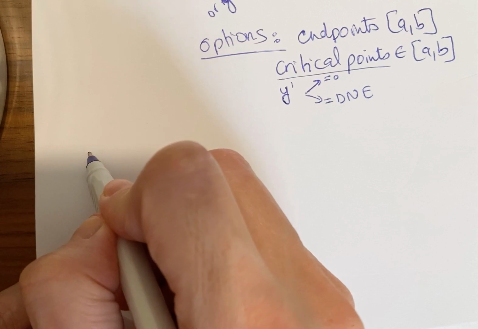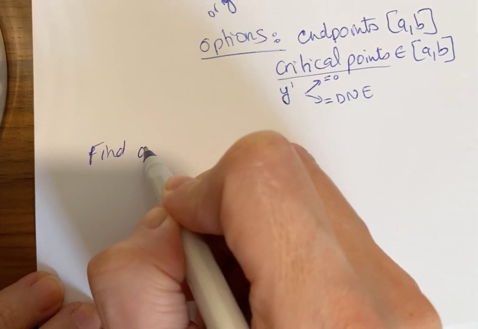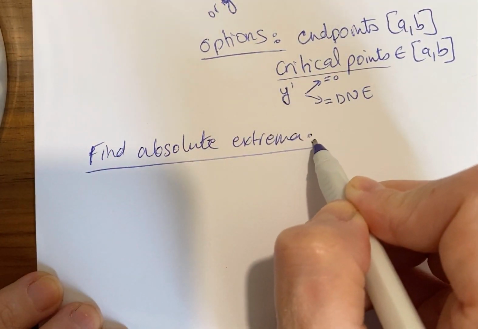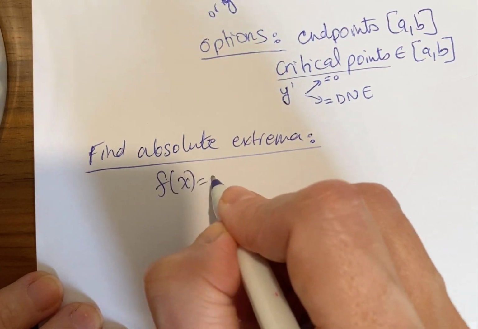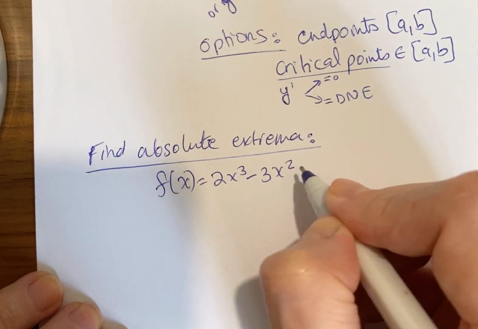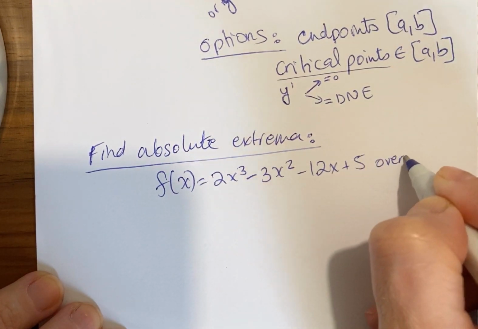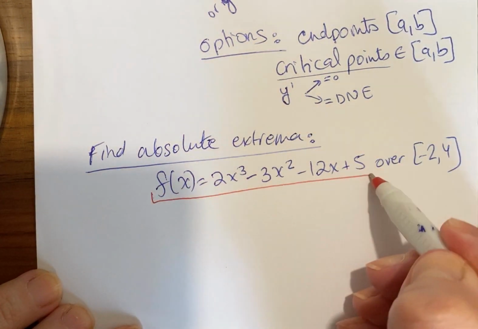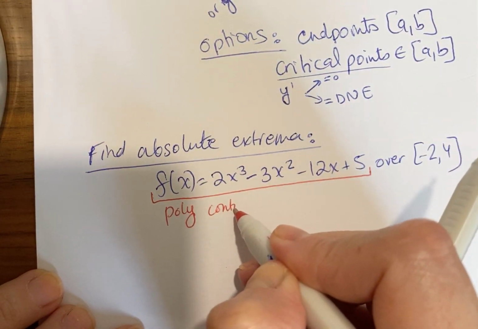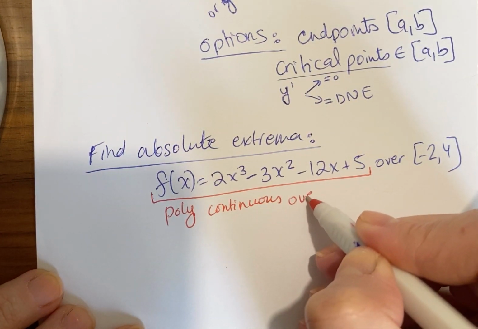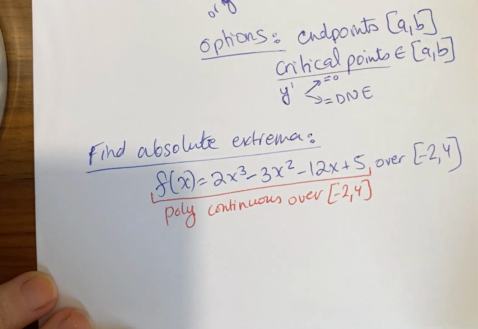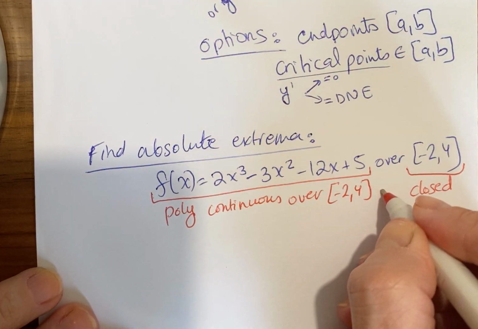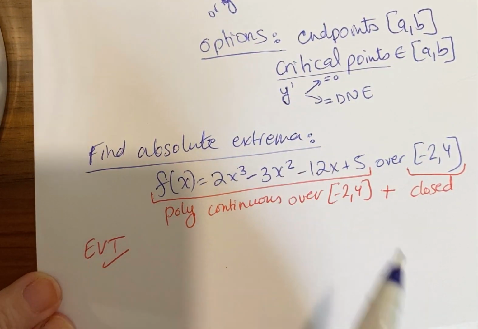Find the absolute extreme values of the function. This is a polynomial, so continuous over all real numbers. In particular, what interval am I worried about only? -2, 4. This is the interval, it is closed. Those together means the extreme value theorem works.